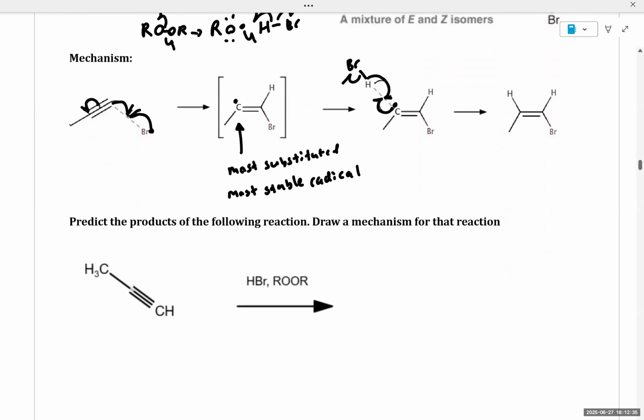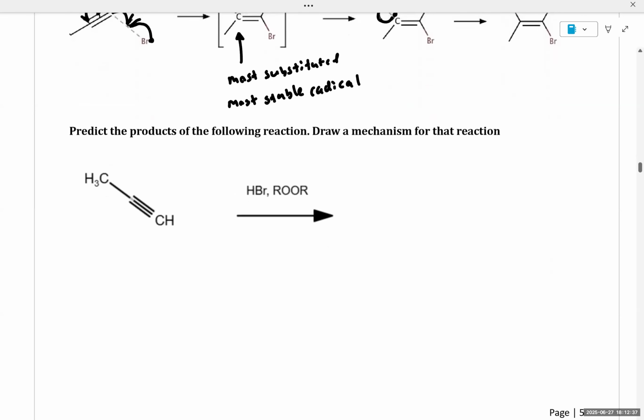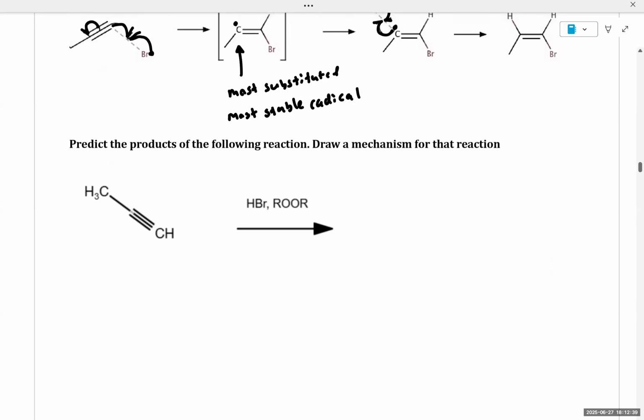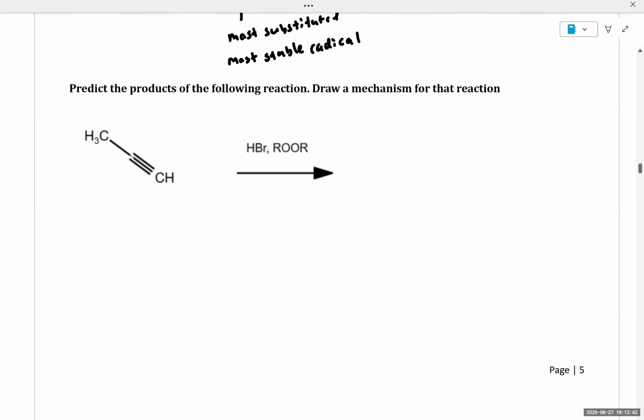Okay. So let's try to apply what we've learned and let's try to predict the products of the following reaction and draw a mechanism for this reaction. So pause the video, work through this example, and then we'll discuss.